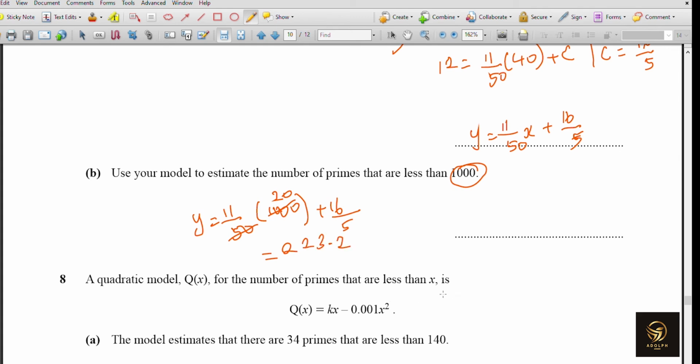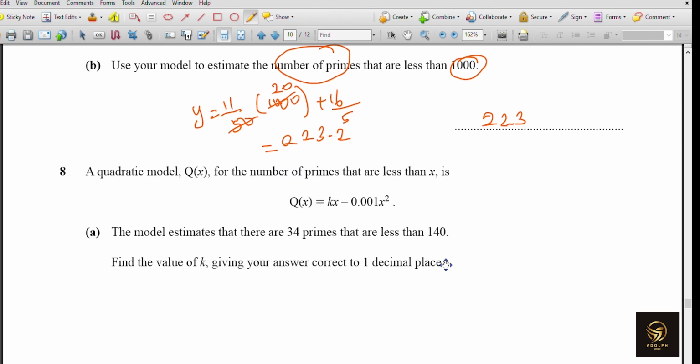If you simplify this, we are getting 223.2, which means this 0.2 cannot be considered, since we are going to find out the number of primes. This 0.2 is not making sense, and we know that it is 223 because it's a number of primes and it's just a model. It will not always give the perfect value.